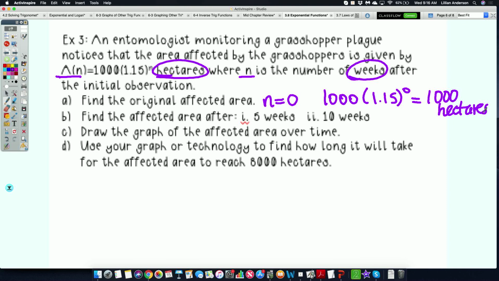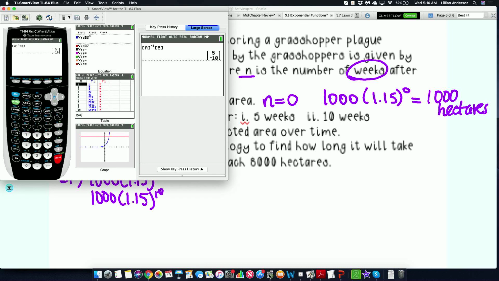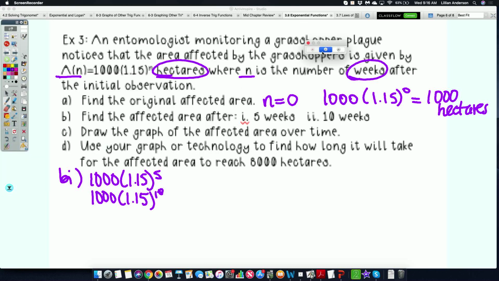Now part B is asking to find the affected area after 5 weeks and after 10 weeks. You just plug 5 and 10 in. So you guys go ahead and do that. Plug in 5, get an answer. Plug in 10, get an answer. I have no doubt that you're probably going to get a decimal, so you want to make sure you round to 3 significant figures. So when you plug in 5, what do you get?